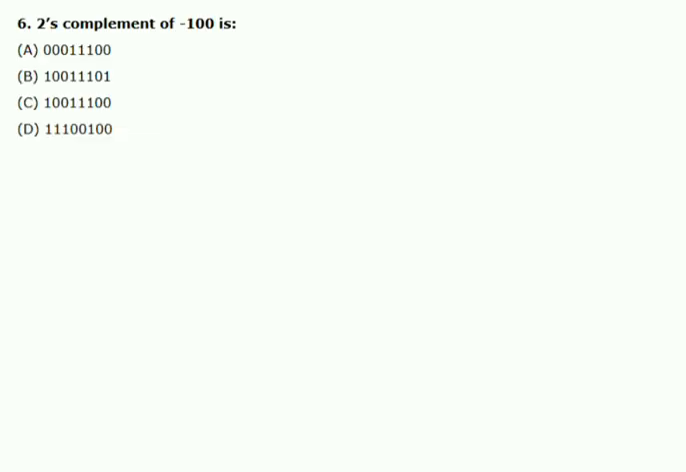Next, 2's complement of minus 100 is. So we know that 100 is the decimal value, and we have to find the 2's complement of negative 100. First of all we will write the binary value of 100, that is 01100100. So this is the binary value of 100. Now we have to find the 2's complement of minus 100.